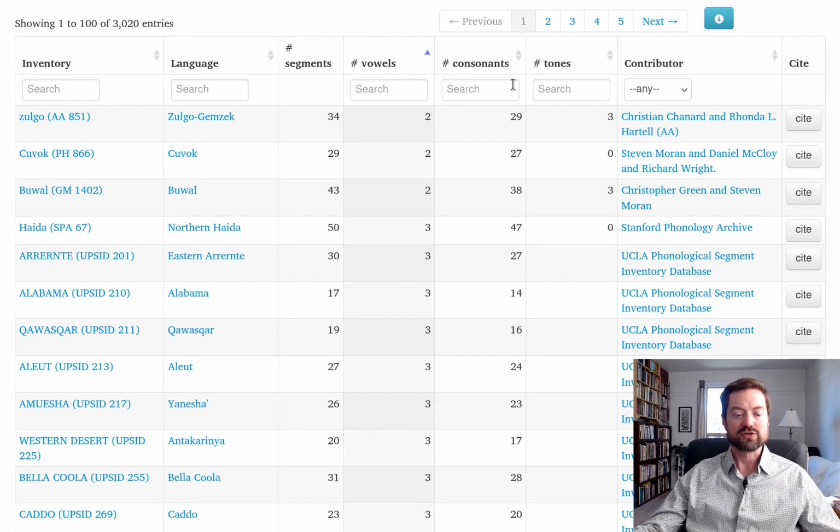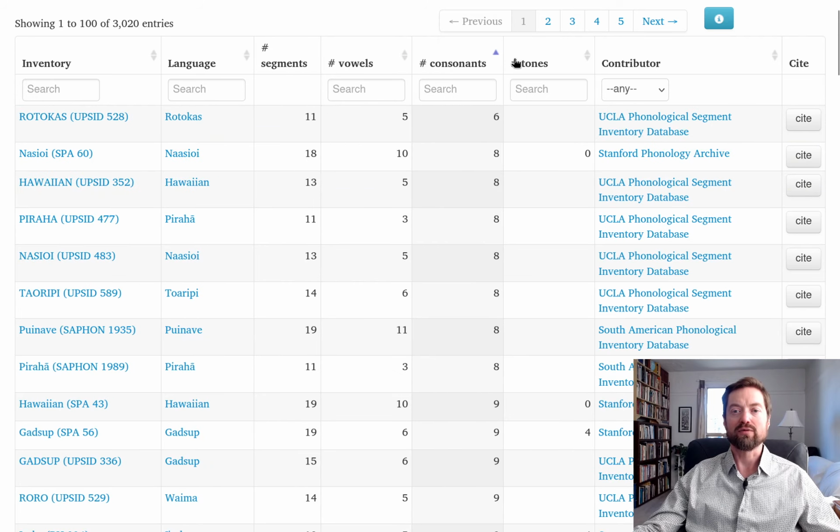Since there are typically more consonants involved than vowels, this is the column where we can really get a good sort. Let's go right to the bottom. So here we go. The very smallest number is 6 consonants. And this language has 5 vowels, leading to a remarkable number of 11 different phonemes.